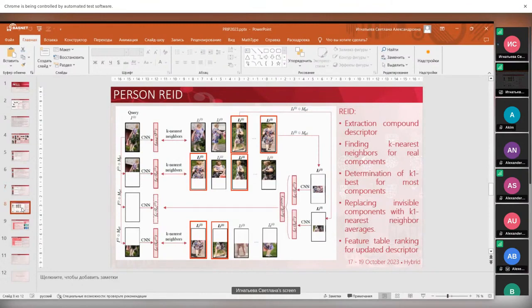After training, the CNN is used in the proposed reidentification algorithm. The algorithm requires the following steps: extraction of a compound descriptor for each visible region of interest, finding the nearest neighbor for real components, determination of K1 best neighbors that are closest for the majority of components, replacing the invisible component with the K1 nearest neighbors average, and feature table ranking for updating the descriptor.